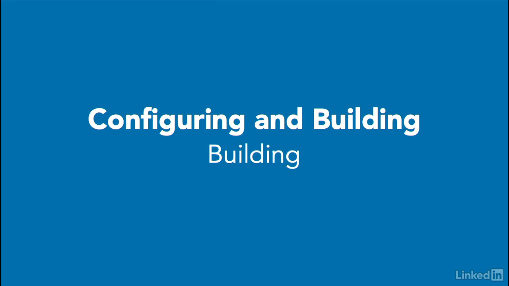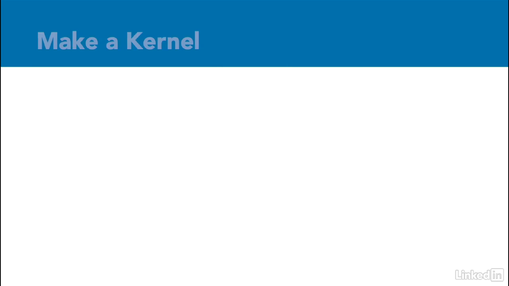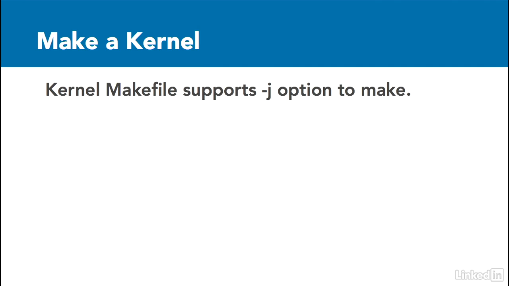Let's talk about building a kernel. So the kernel makefile is pretty nice. It supports parallel builds, multiple jobs, so you can use the -j option to make. I typically put a number twice the number of cores I have. So if I have a 4-core system, I do a -j8. So 4 things can be compiling at the same time while 4 things are, say, waiting on the disk.